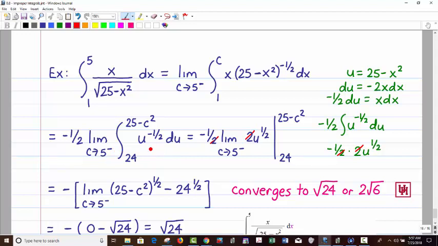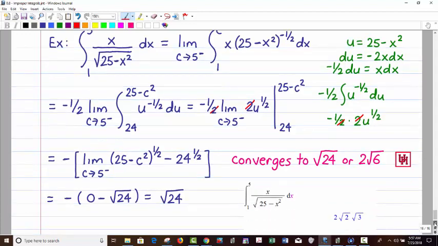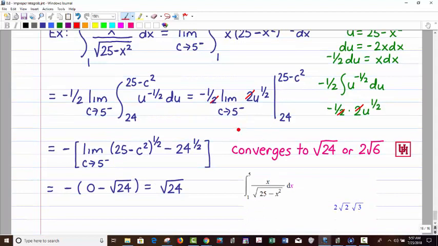And now the antiderivative, u to the negative 1/2 du, is 2u to the 1/2. And I still have the negative 1/2. I did cancel the 2's. Yeah, I don't know why I didn't just use this negative and flip those around, but that's okay. No harm. Could have flipped them. So now we say the limit as c goes to 5 negative of 25 minus c squared, and then just put 24 into here, and you'll get 24 to the 1/2, square root of 24.